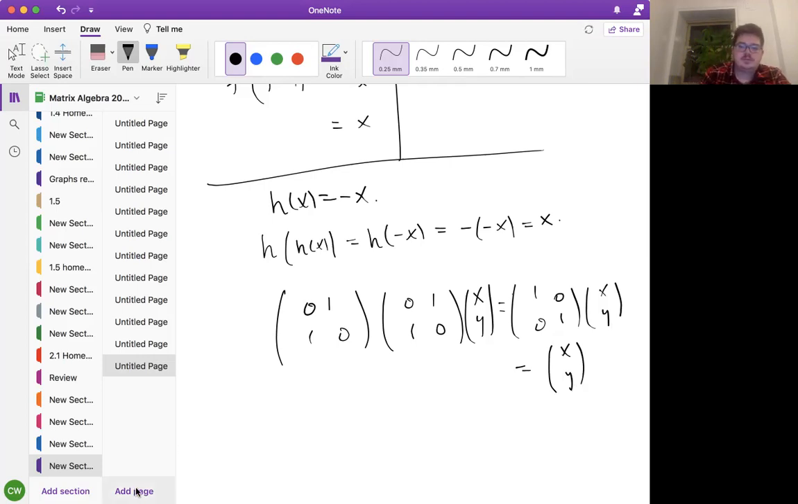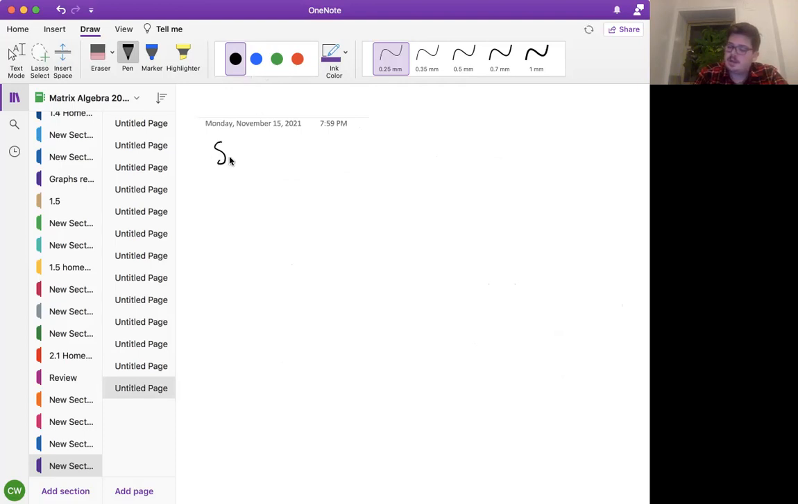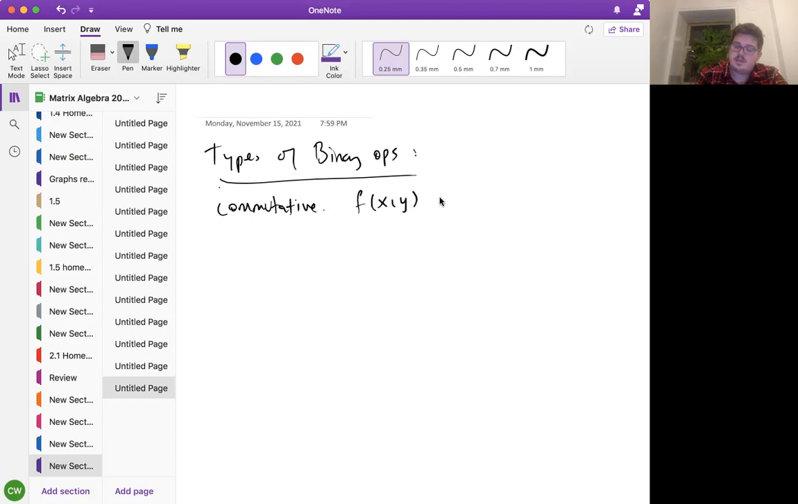Okay, so let's do some more. Let's do binary, types of binary operations. So we have commutative. This is f of x, y is equal to f of y, x. Can someone give me an example of a commutative binary function?